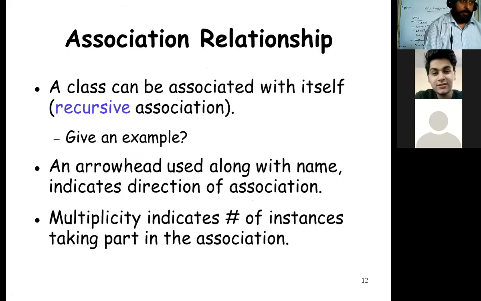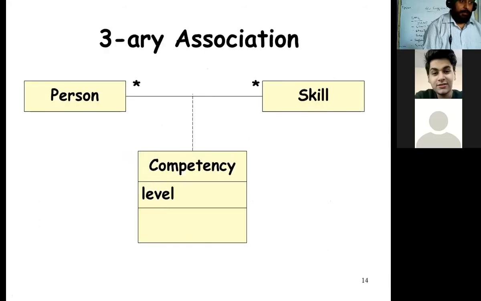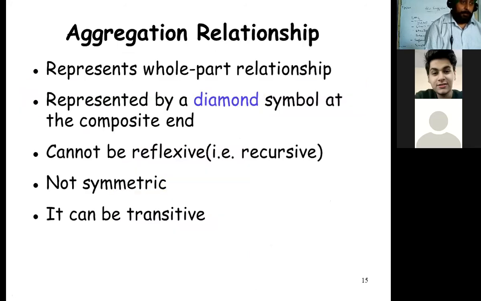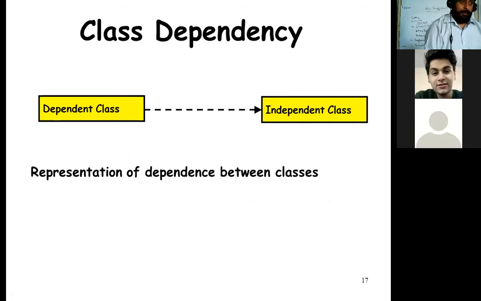Association, this we have already done. This is the symbol used in association, book and library. This is the ternary association, meaning three classes. Instances of three classes are used in this type of relationship of association. Then aggregation, that is the composition of the container ship. So same example. Then the dependency, I have given you the example of major and minor here.